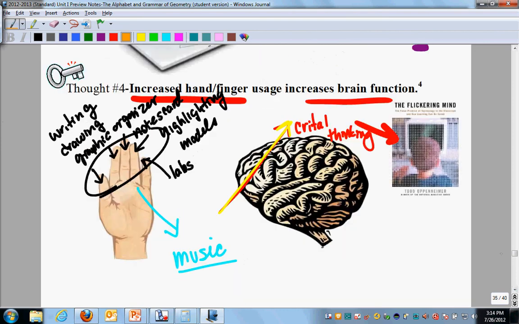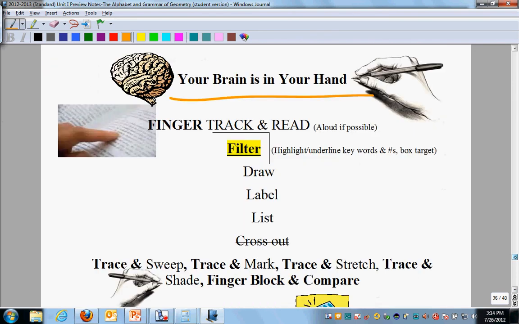1. When I ask you to read a problem, reading a problem does not mean looking at words on a page or on a computer screen and just glancing at it. The first step to actually reading a problem is you're going to put your finger on the paper and you're going to track with your finger on the paper, left to right, reading the problem out loud. Finger on paper. When I say finger track and read, that's what I expect you to do.